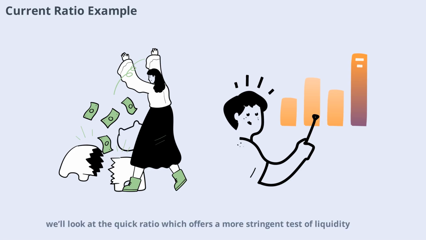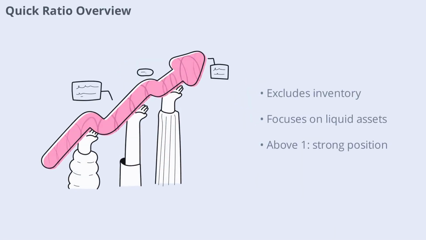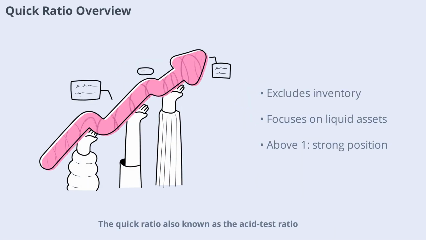Next, we'll look at the quick ratio, which offers a more stringent test of liquidity. Quick ratio, also known as the acid test ratio, measures a company's ability to pay short-term obligations without relying on inventory. It's calculated by subtracting inventory from current assets, then dividing by current liabilities. This ratio is especially important for businesses where inventory may not be quickly converted to cash. A quick ratio above 1 is generally considered healthy, but as always, context matters. Let's see how to interpret this ratio in practice.